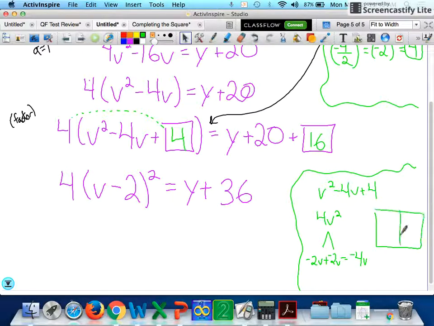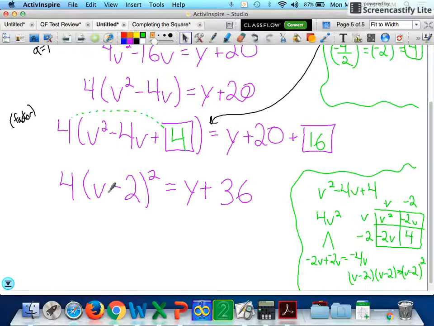So when I throw this in our box, we have V squared, 4, negative 2V, negative 2V, GCF of V, GCF of negative 2, which is V minus 2 and V minus 2, or V minus 2 quantity squared. That's where this came from right here. It wasn't magic. I didn't just know it by heart.